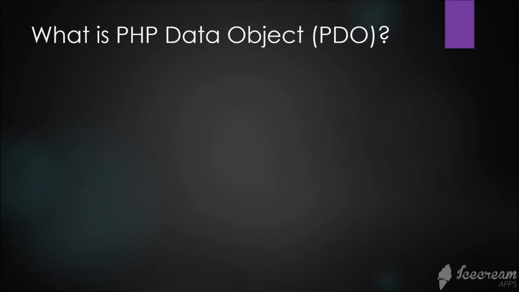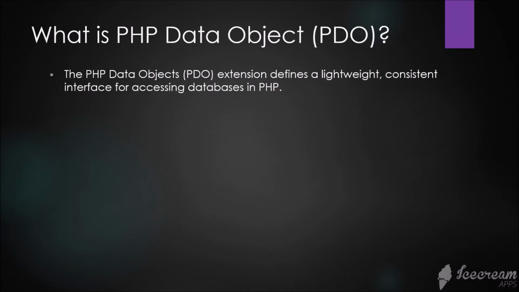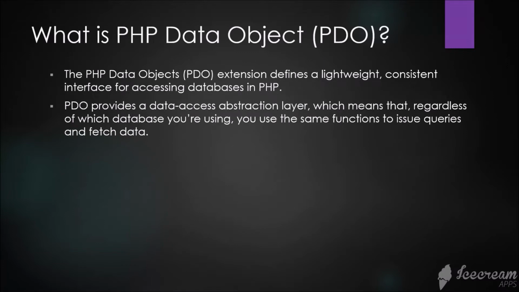Okay. Next is, what is PHP Data Objects or PDO? The PHP Data Objects or PDO extension defines a lightweight, consistent interface for accessing databases in PHP. PDO provides a data access abstraction layer, which means that regardless of which database you're using, you use the same functions to issue queries and fetch data.